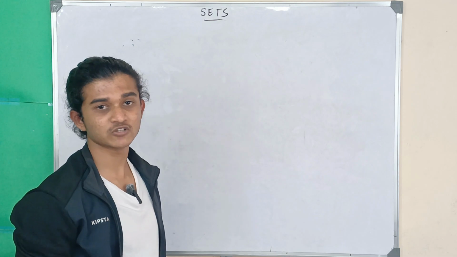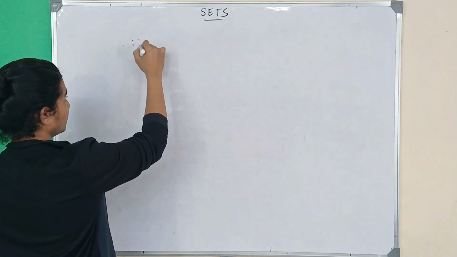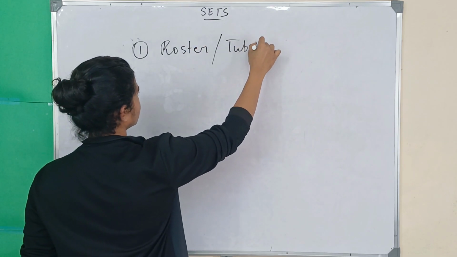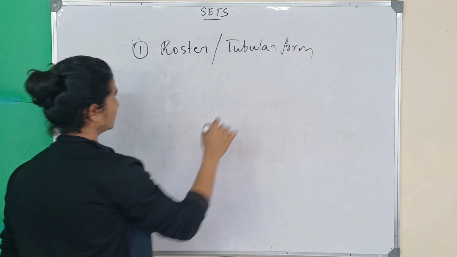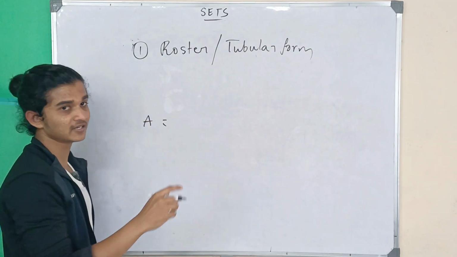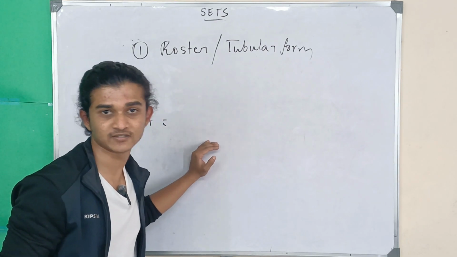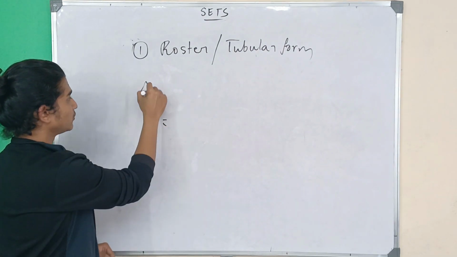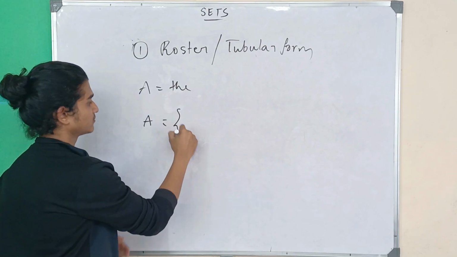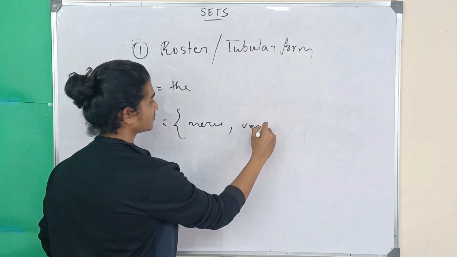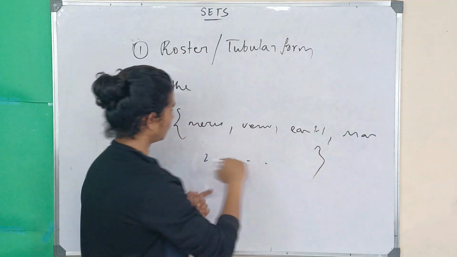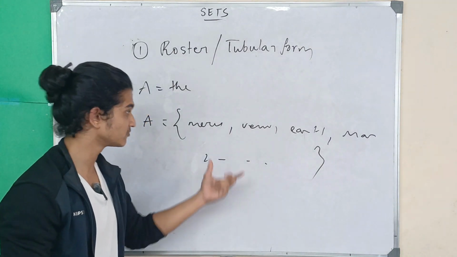So now let us see different methods of representing a set. The first method is roster form, roster or tabular form. In this representation, you're going to use capital letters to denote the set, and you're going to list every single element inside the set. For example, if I say set A equals the set of all the planets in the solar system, in roster form it's going to be written as Mercury, Venus, Earth, Mars, Jupiter, Saturn, Uranus, Neptune. So every single element will be listed.